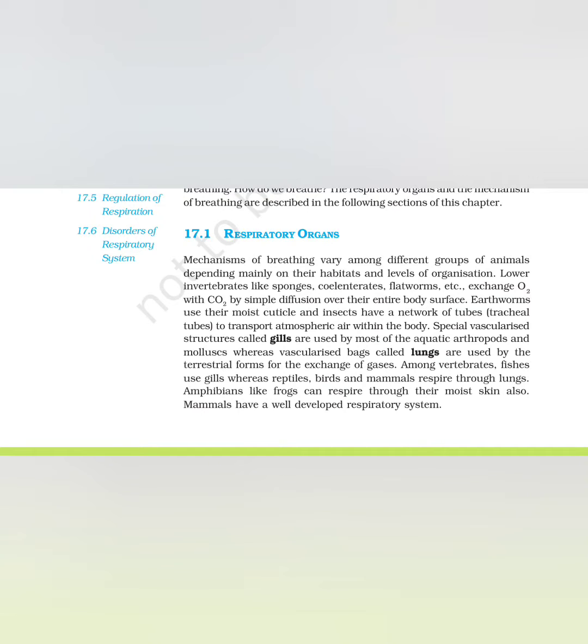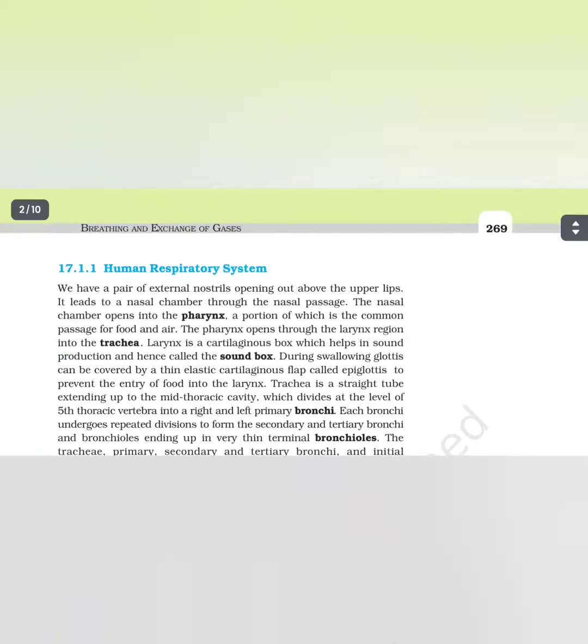Earthworms use their moist cuticle and insects have a network of tubes, tracheal tubes, to transport atmospheric air within the body. Special vascularized structures called gills are used by most of the aquatic arthropods and mollusks, whereas vascularized bags called lungs are used by the terrestrial forms for the exchange of gases. Among vertebrates, fishes use gills, whereas reptiles, birds, and mammals respire through lungs. Amphibians like frogs can respire through their moist skin also. Mammals have a well developed respiratory system.